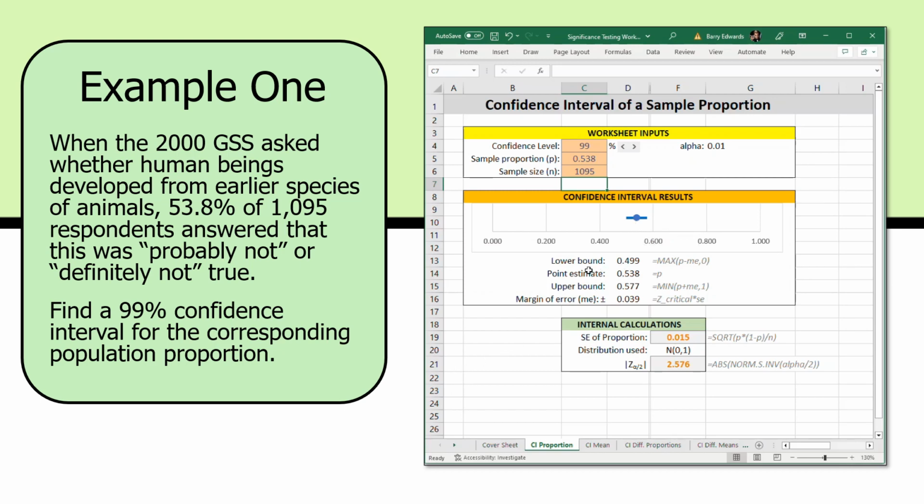and to answer the problem I would report the lower bound of 0.499 and the upper bound of 0.577. The confidence interval is the interval between 0.499 and 0.577.